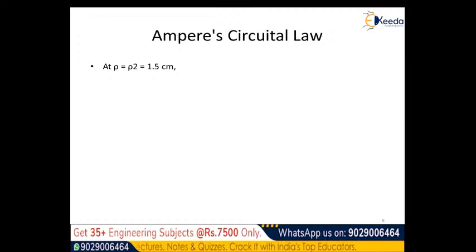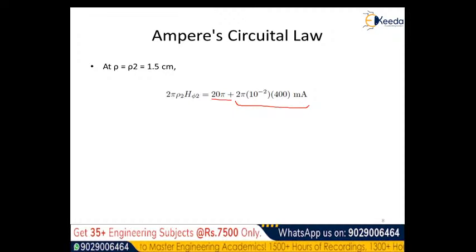So the application of the Ampere circuital law takes the form where we write the expression 2 pi rho 2 into H phi 2 component, that is expressed as, for the filamentary current we have 20 into pi, and for the current that is associated with the cylindrical shaped current sheet here, that is equal to 2 pi multiplied by 10 raised to the power minus 2 into 400 here.